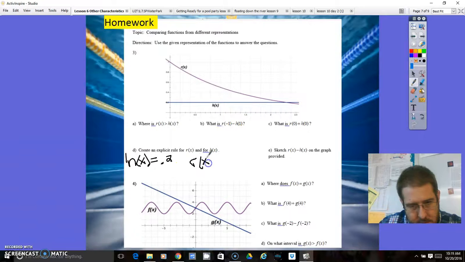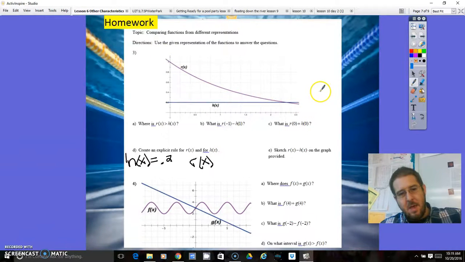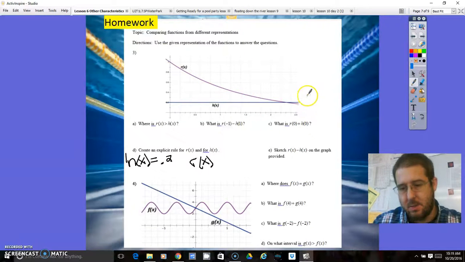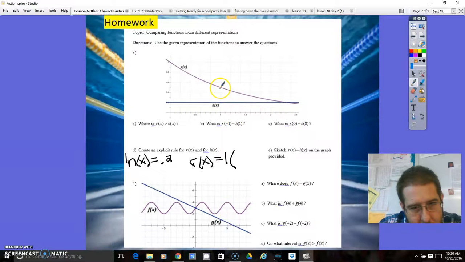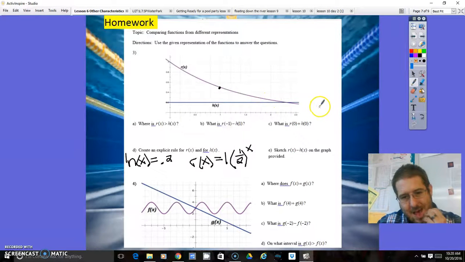R of x is going to be, well, this is decreasing, which means we're talking about an exponential function. So it's starting point times the rate to the power of x. Well, where is it at 1? It looks like it's at a half. So it looks like it's getting cut in half per step. So if it was half at 1, at 2 it should be at a quarter. Yep, it's at a quarter. And then at 3 it should be at an eighth because it's getting cut in half each time.